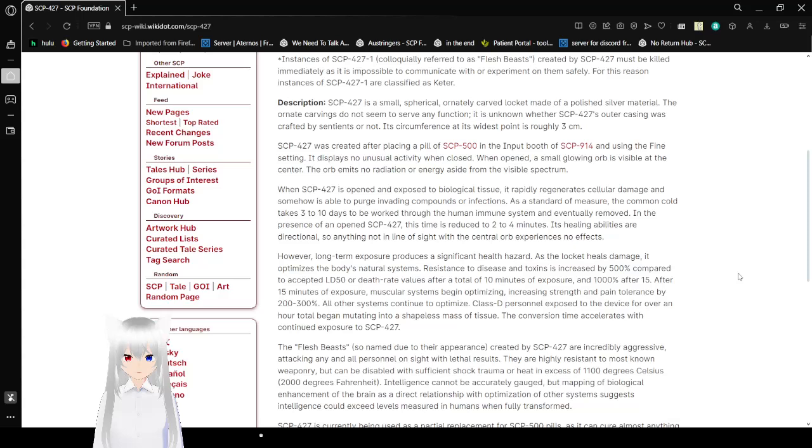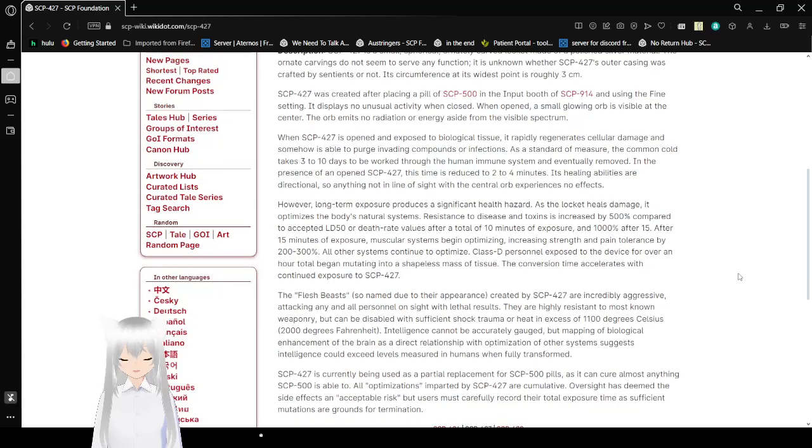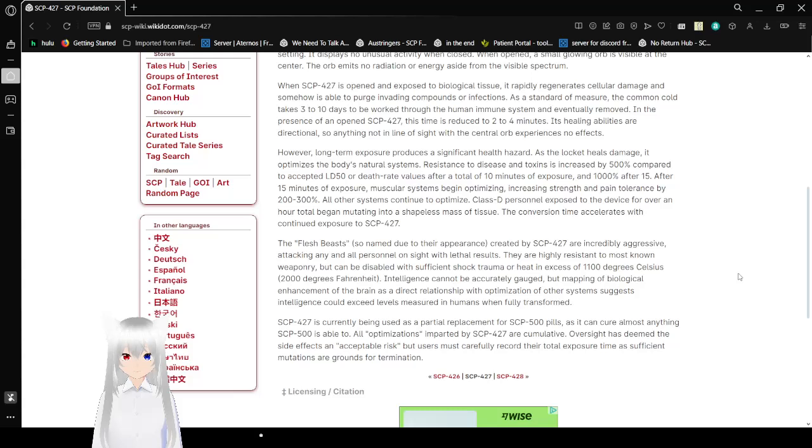It displays no unusual activity when closed. When open, a small glowing orb is visible at the center. The orb emits no radiation or energy aside from the visible spectrum. When SCP-427 is open and exposed to biological tissue, it rapidly regenerates cellular damage and somehow is able to purge invading compounds or infections.